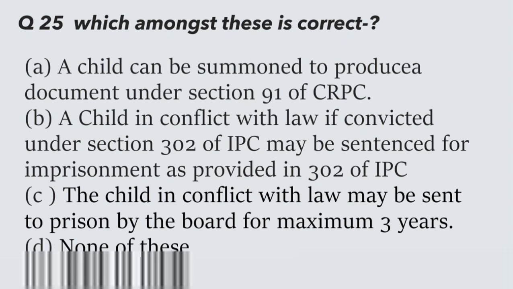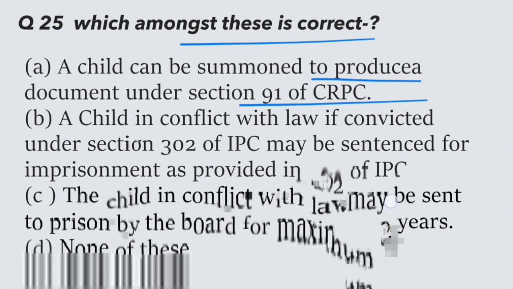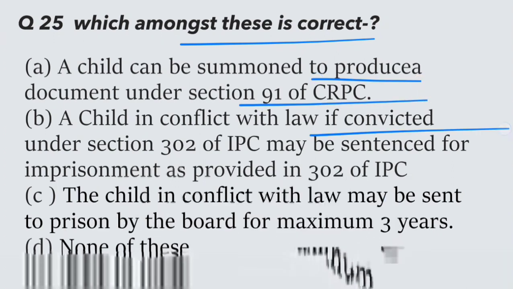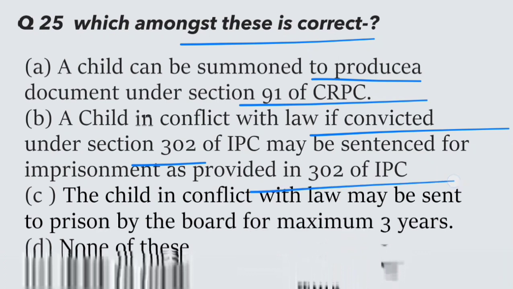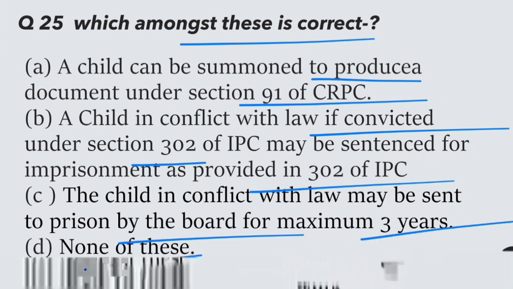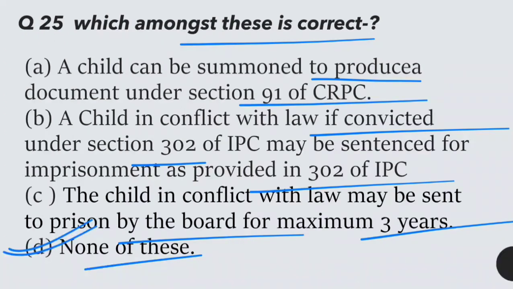Next question is, which amongst these is correct? A says a child can be summoned to produce document under 91 of CRPC. B says child in conflict with law if convicted under 302 of IPC can be sentenced as provided under 302 of IPC. C says child in conflict with law may be sent to prison by a board for maximum 3 years, and D says none of these. So correct answer is none of these. None of these things can be done against a child as juvenile provided under the Juvenile Justice Act. So D is the right answer.